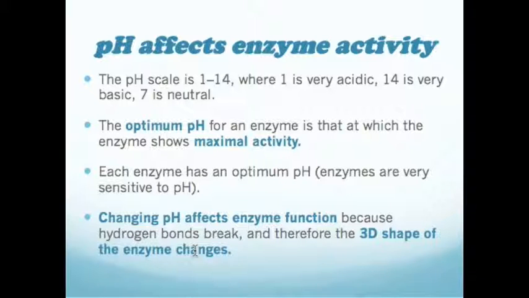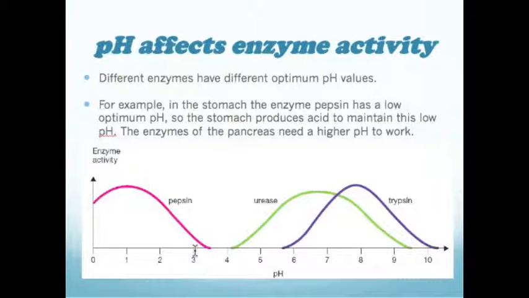This breaking of hydrogen bonds changes the 3D conformational shape of the enzyme, thus rendering it useless because the active site is now out of shape, which means it cannot bind its specific substrate. Okay, so as you can see here, we have various proteins all working optimally at different pHs based on where they're used. So urease is found in urine, and it works best at a more basic pH, whereas pepsin, found in the stomach, works best at a lower pH. This is because these enzymes are suited to different biological conditions.